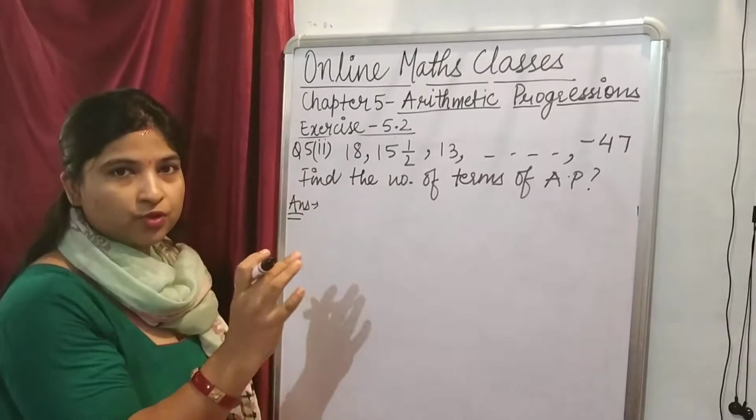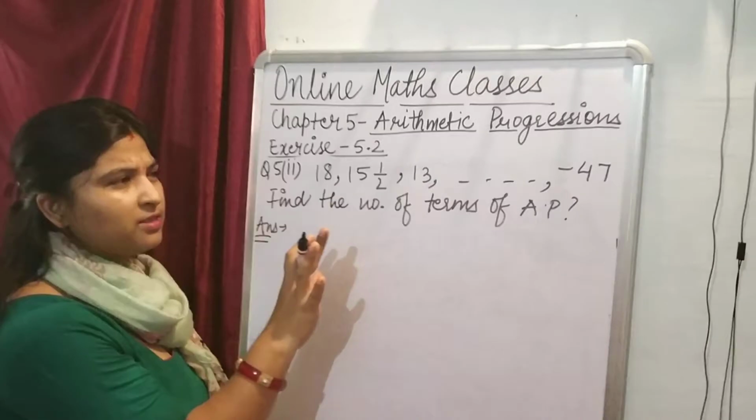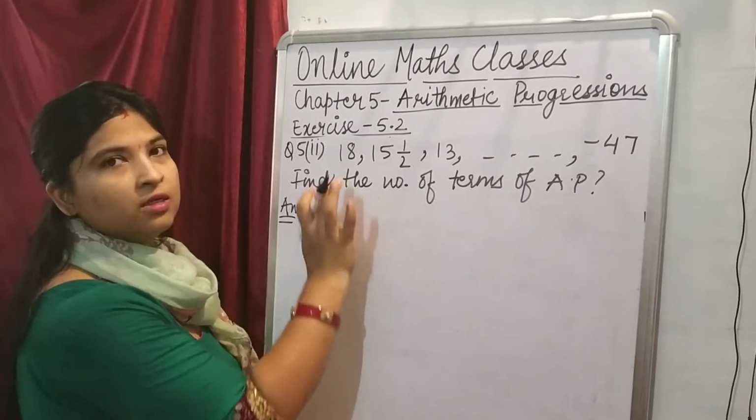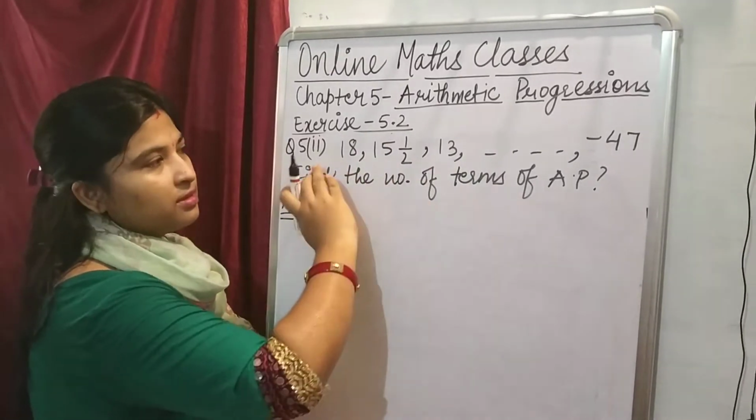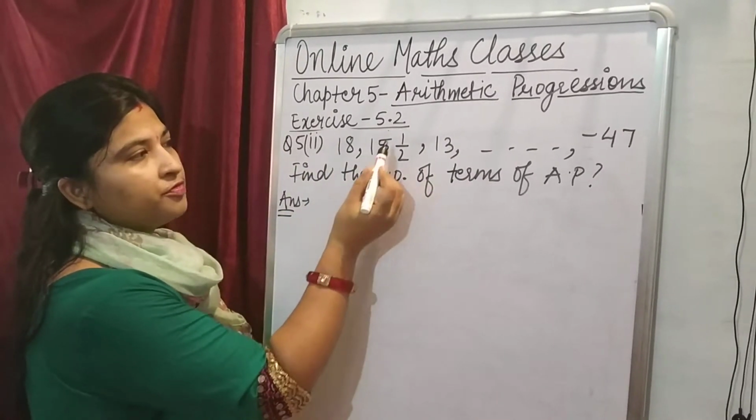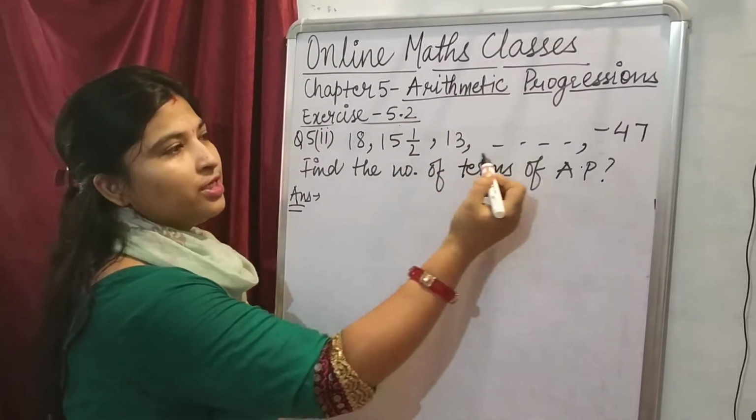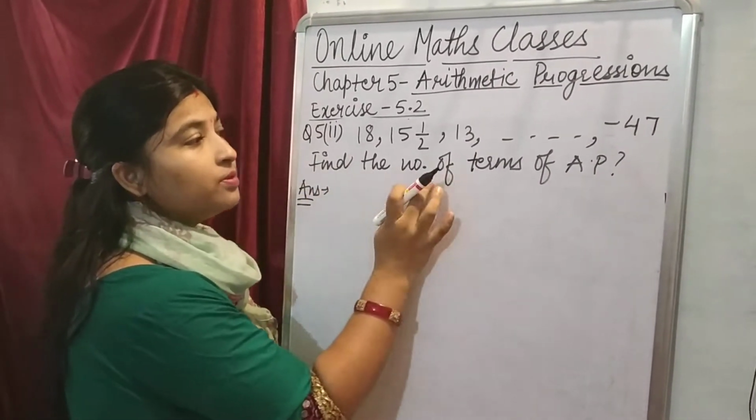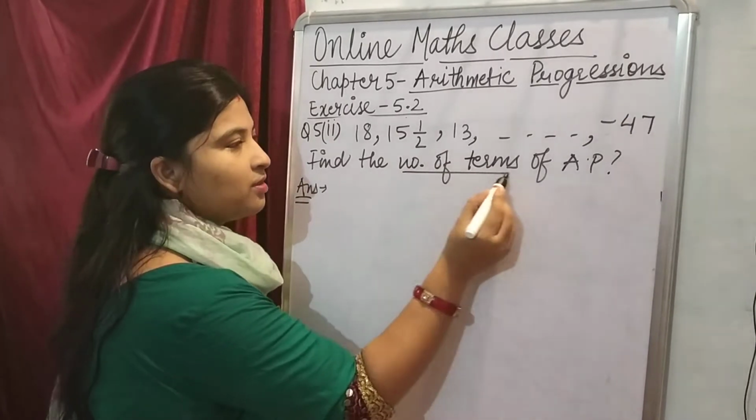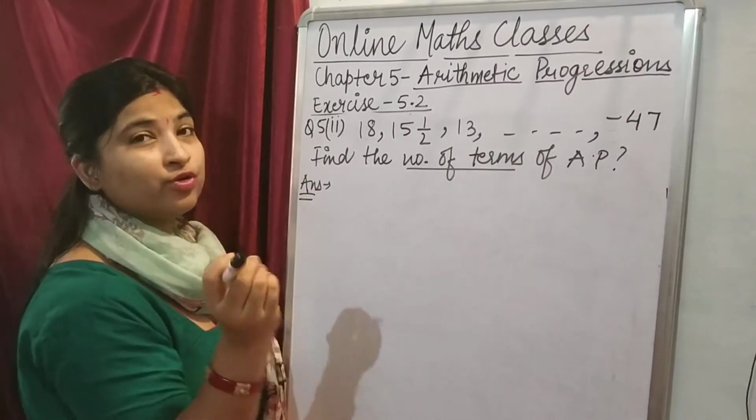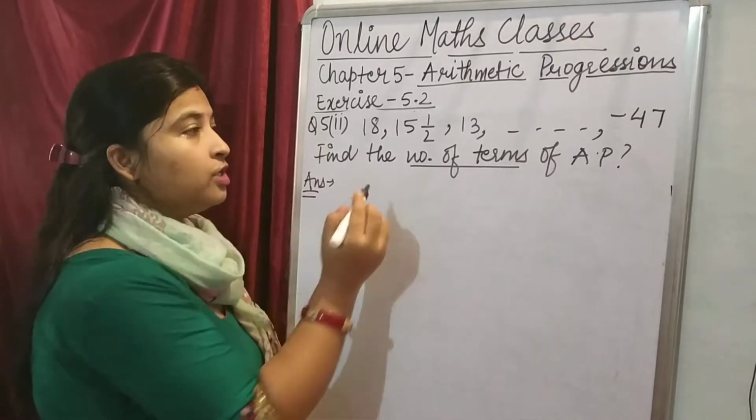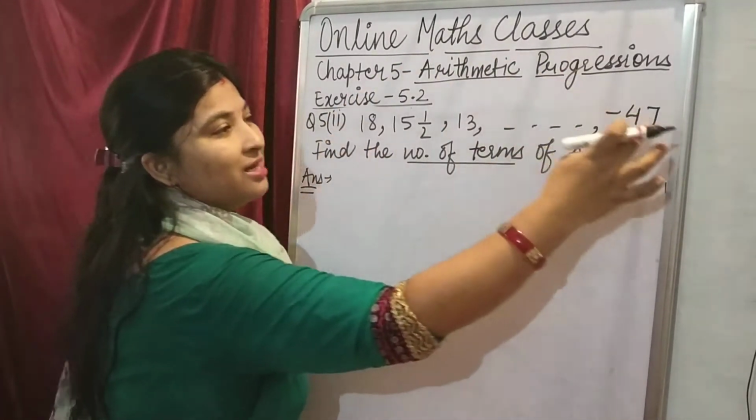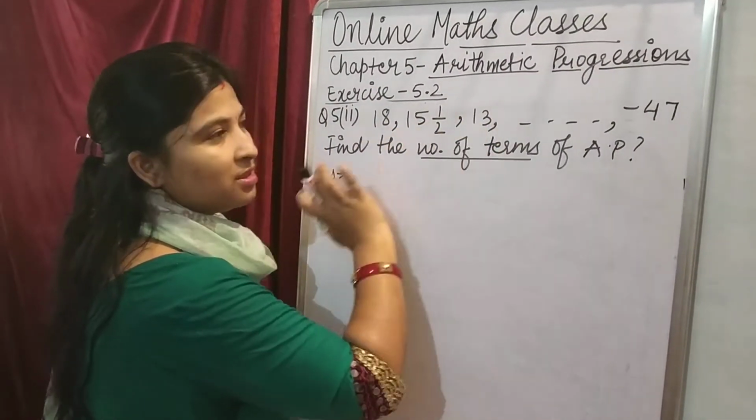Yes students, next question. Question number 5. First part is easy. Second part is a little bit difficult, so I am solving the second part. This AP is given to you: 18, 15 whole 1 upon 2, 13, up to minus 47. They are asking to find the number of terms. See students, when they are talking about the number of terms, it is actually dealing with N.